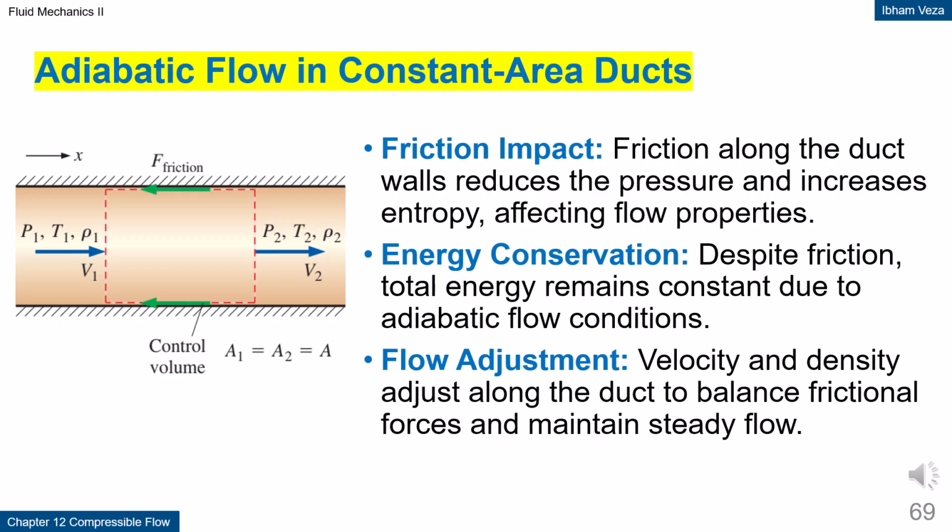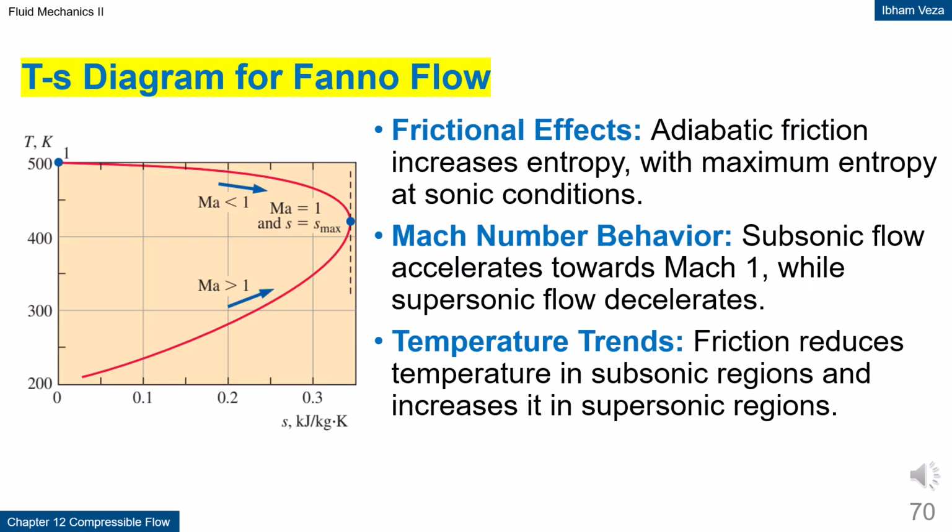Pressure decreases and entropy increases along the duct. The total energy remains constant because the flow is adiabatic. This model is very important for analyzing flow in long pipes. TS diagram for Fanno flow. The TS diagram shows that maximum entropy is reached when the flow becomes sonic.